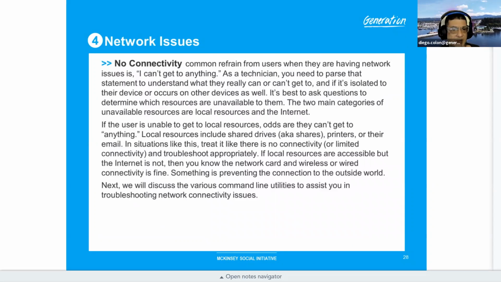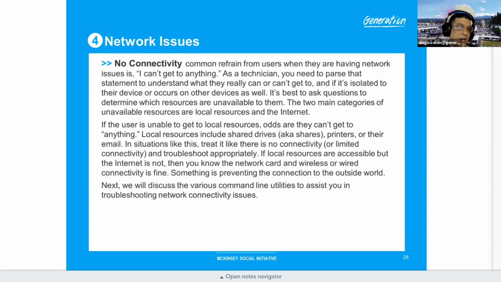Continuation of no connectivity. The common phrase I take from users who are having network issues is, "I can't get anything." This doesn't tell us anything.